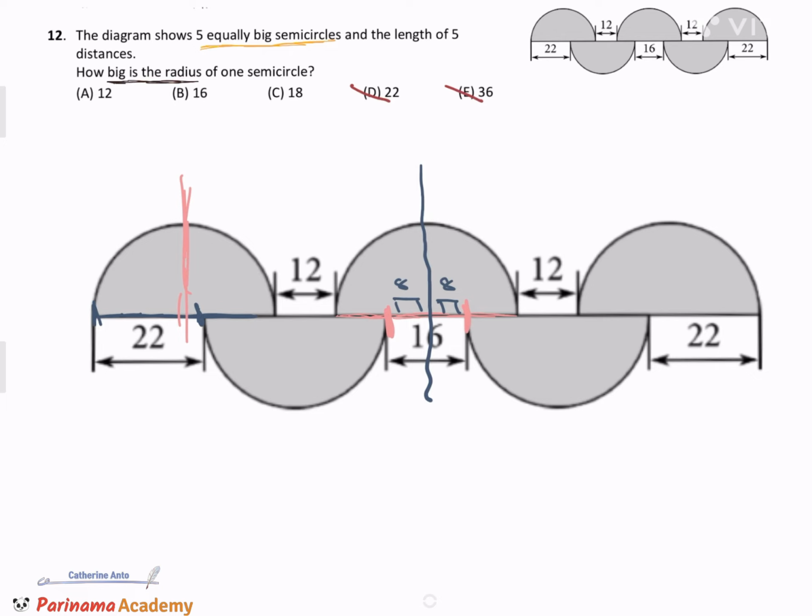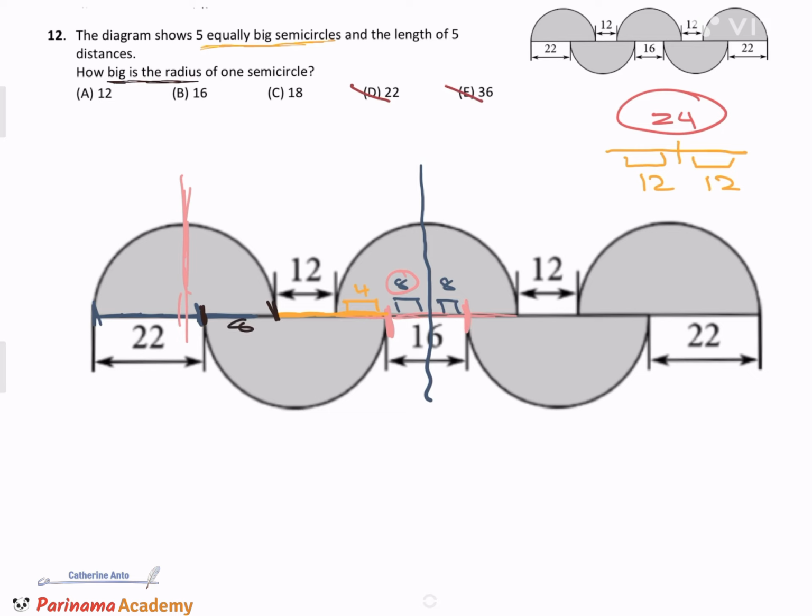So let's start with A, 12. So if the radius is 12, that means that the diameter is twice the radius. So the diameter would be 24. So from 8 to get to 12, that would mean from here to here, it would be 4. And if this is 4, we know that the length of this is 16. So the length from here to here would be 24 minus 16, 8.